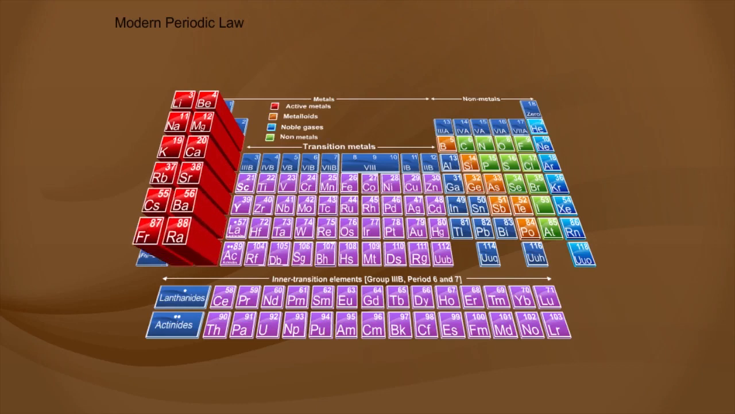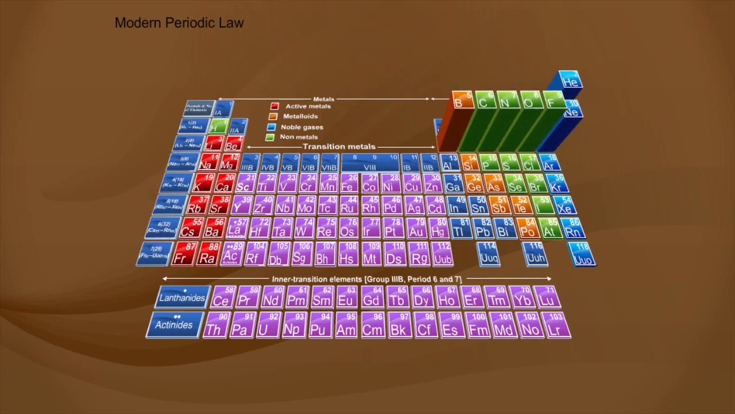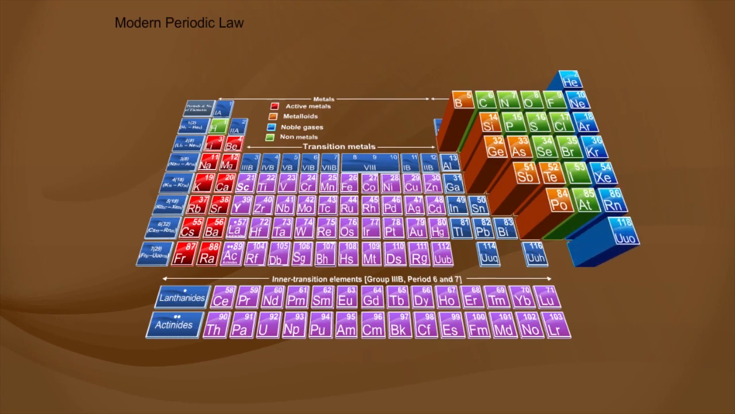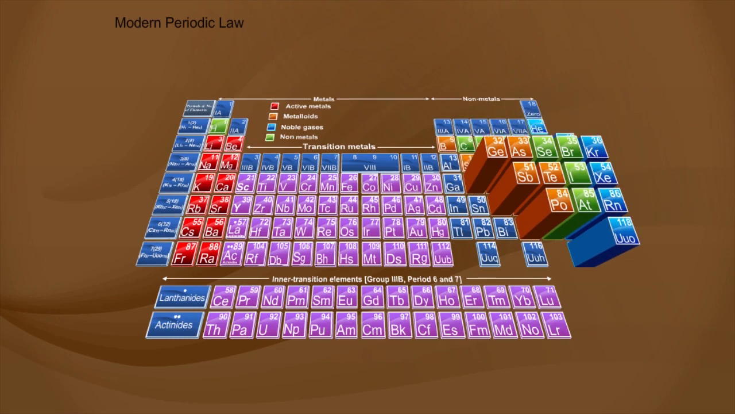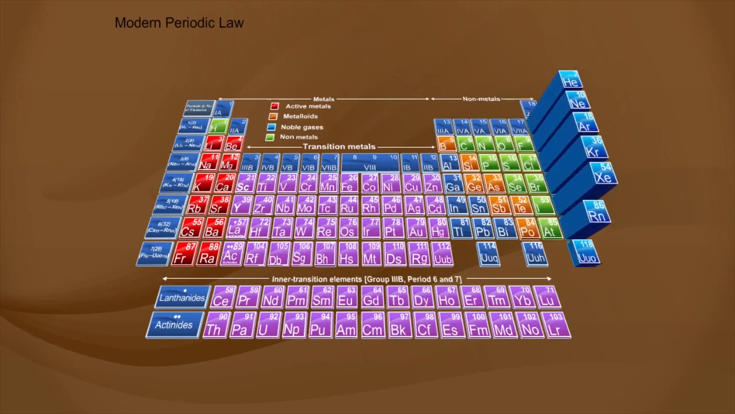The strongly metallic elements, which are alkali metals and alkaline earth metals, occupy groups 1A and 2A respectively on the left hand side of the transition elements. As you can see here, the red colored elements are basic in nature. The non-metallic elements are placed on the right hand side of the transition elements. As you can see here, they are all non-metallic elements, and the previous alkali metals and alkaline earth metals were in red, and here they are in mustard and green color.